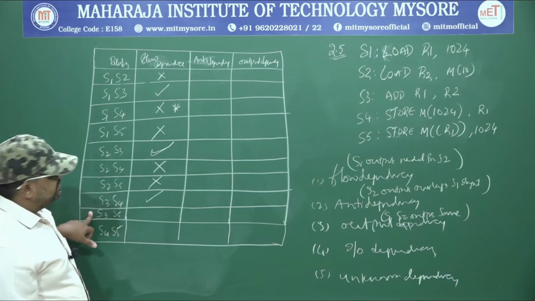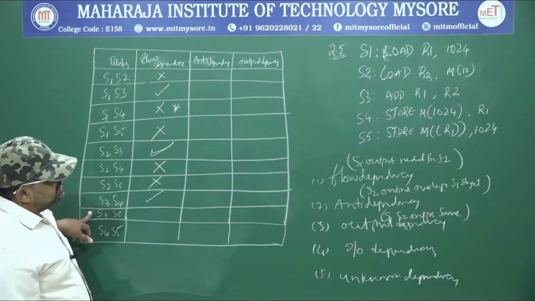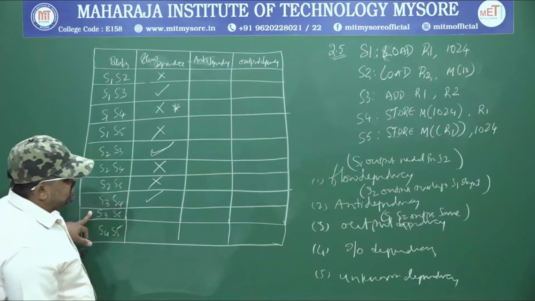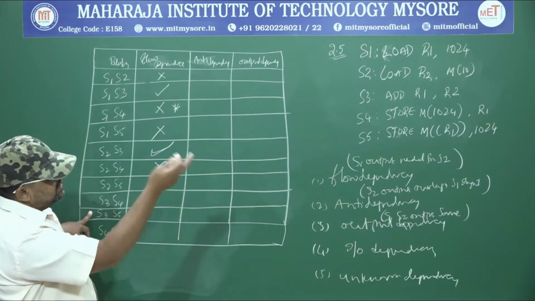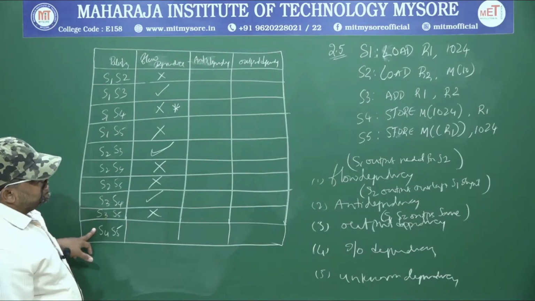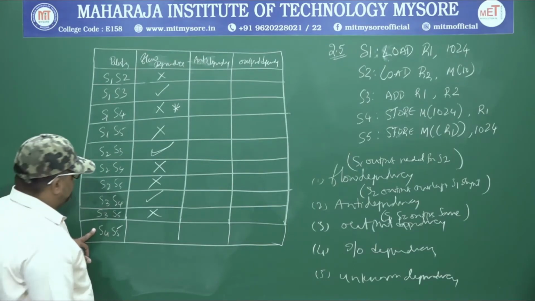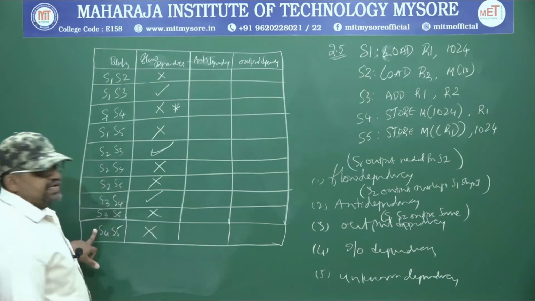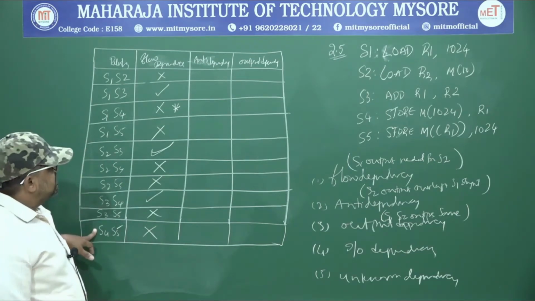Similarly S3 and S5, S3 output is R1, and again in S5 you don't need that value, but you are going to write it into a value that is available there. And similarly S4 and S5, both are memory related operations, so there you don't see any dependency. Flow dependencies will not arise here, right?